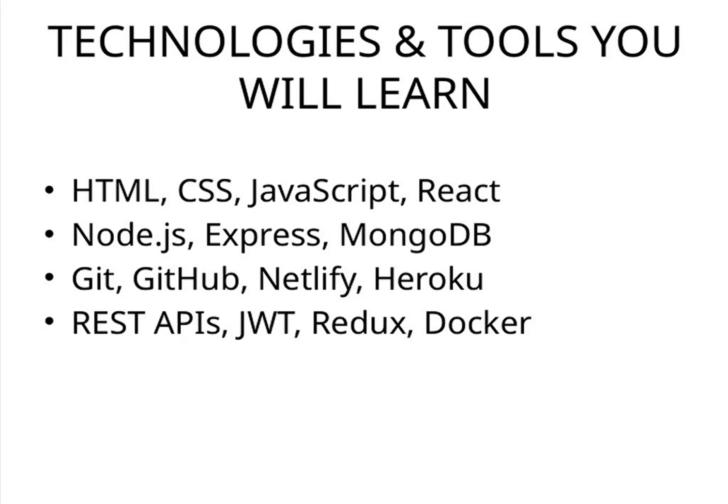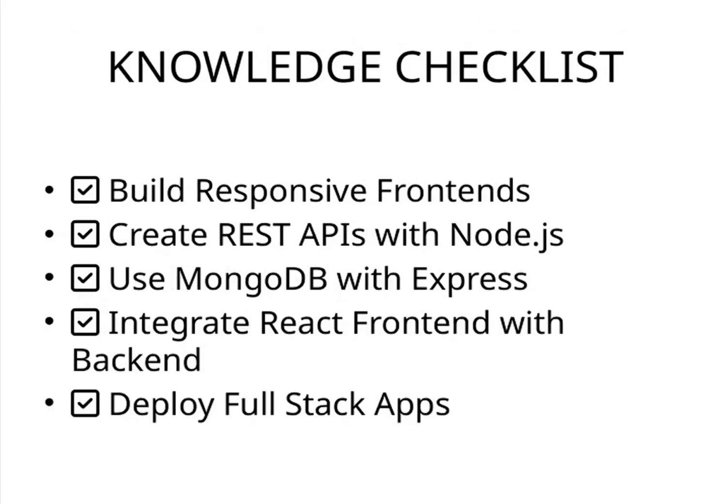We'll also cover important concepts like REST APIs, which enable different parts of your application to communicate seamlessly, and JWT, or JSON Web Tokens, for secure authentication. Redux will help manage complex state in your applications, and Docker will introduce you to containerization, making your development environment more consistent and portable. All of these technologies are interconnected and support the overall goal of building full-stack, scalable, and secure web applications. Mastering them will truly empower you to become a versatile developer capable of handling every stage of the development process.